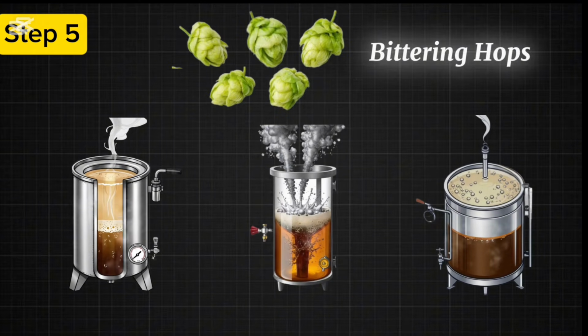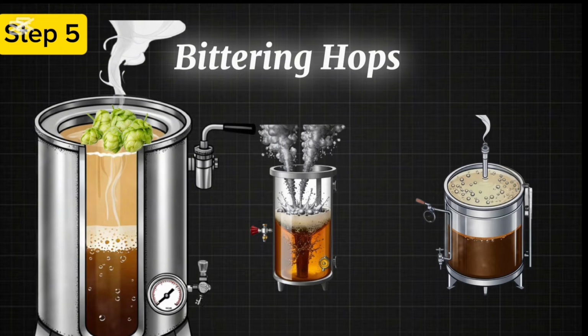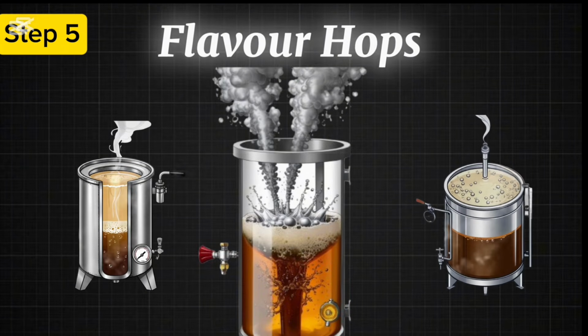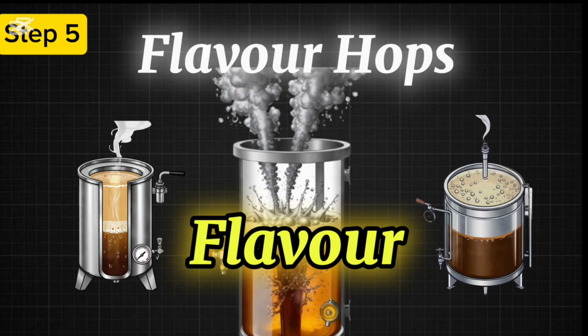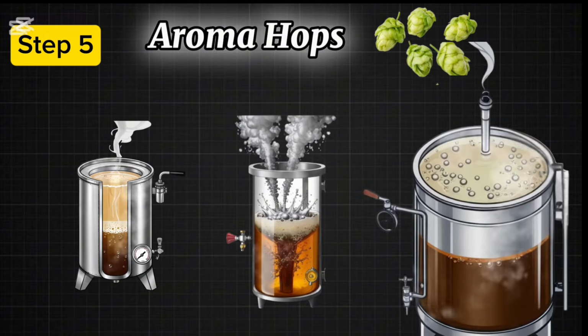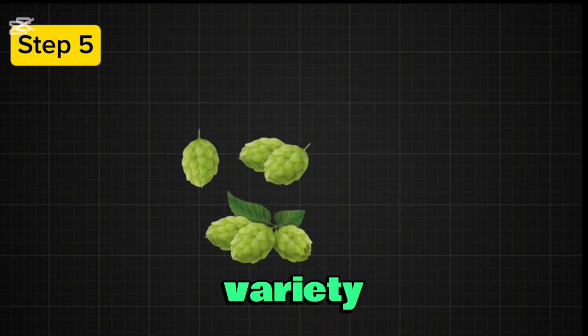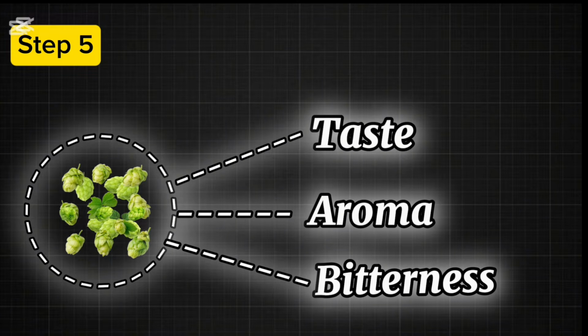Bittering hops are added at the beginning of the boil, which gives the beer its bitterness. Flavor hops are added later in the boil, contributing to the beer's distinctive flavor. Aroma hops are added just before the boil ends or after boiling to provide aroma. The timing and variety of hops used will influence the final taste, aroma, and bitterness of the beer.